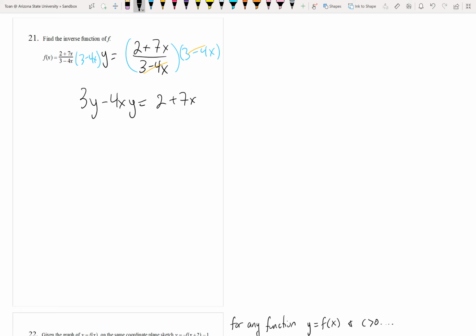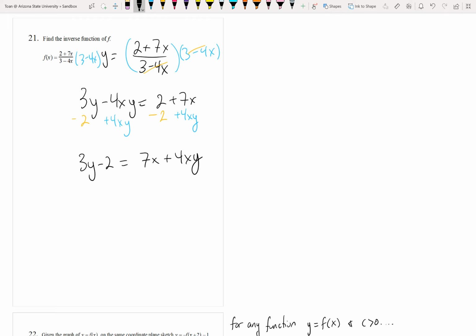Move all the x's on one side, move all the non-x's on the other. No rhyme or reason, I'm just wanting to keep x positive. I'll go ahead and add 4xy to both sides to move all the x's to the right, and since this 2 doesn't have an x, I'm going to subtract 2 from both sides. If you went the other way, your answer should be the same. We'll differ by a factor of negative. So that gives us a 3y minus 2 equals a 7x plus 4xy.